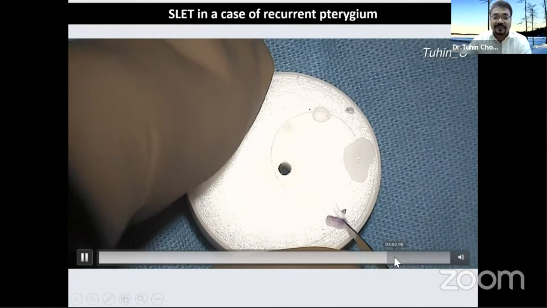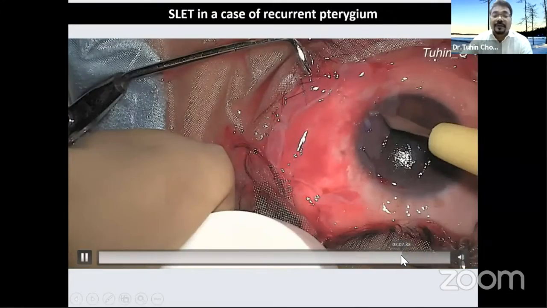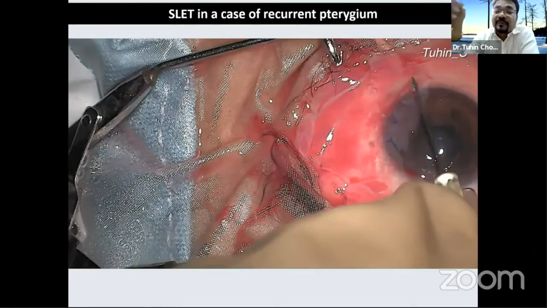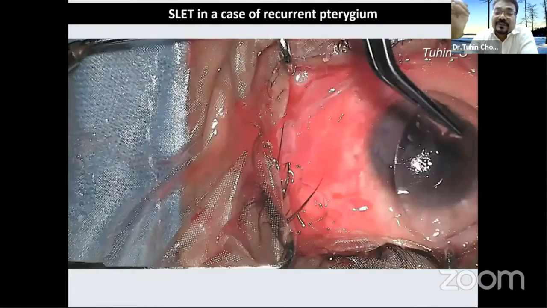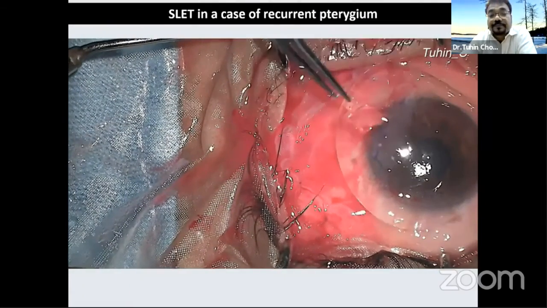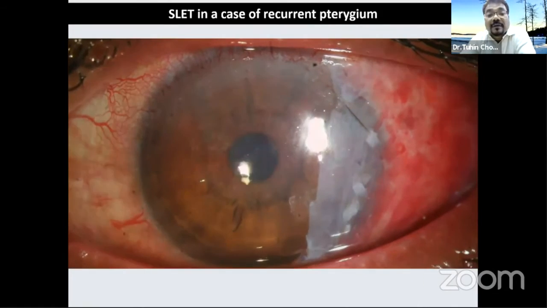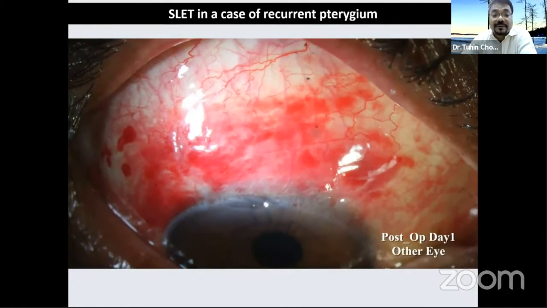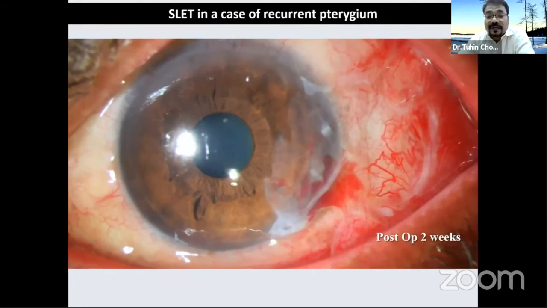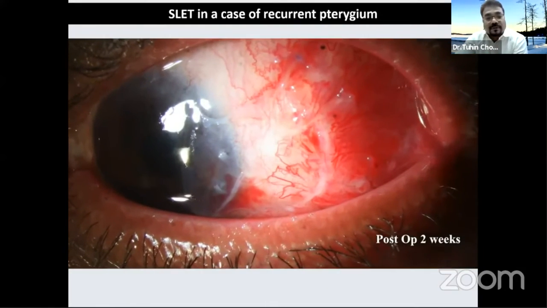Then same way we are just cutting in small pieces and then putting over this amniotic membrane and putting fibrin glue, and wait for 1 minute and then put this BCL. This is on the first post-operative day. This is after 2 weeks. And I didn't have a longer follow-up because this patient was lost during the lockdown time.